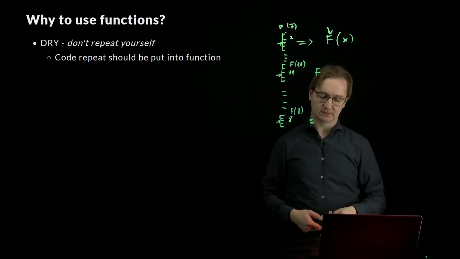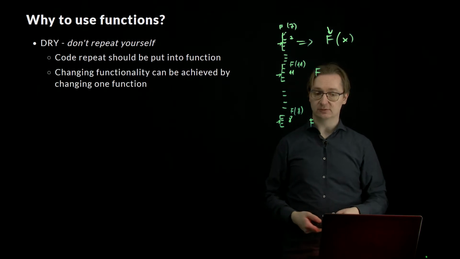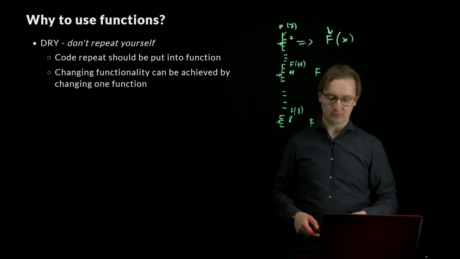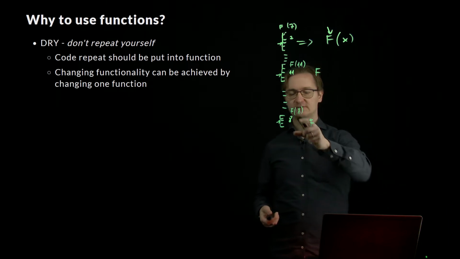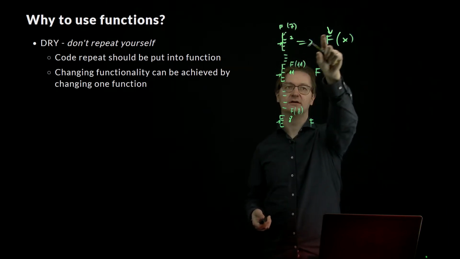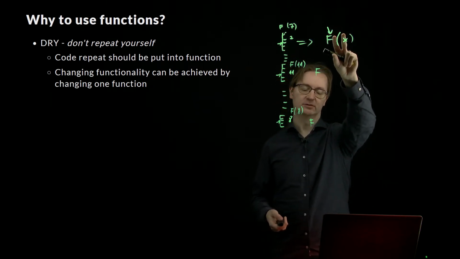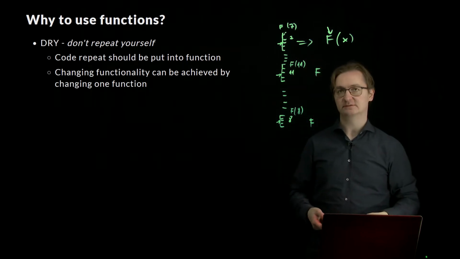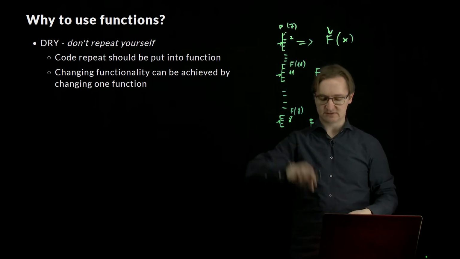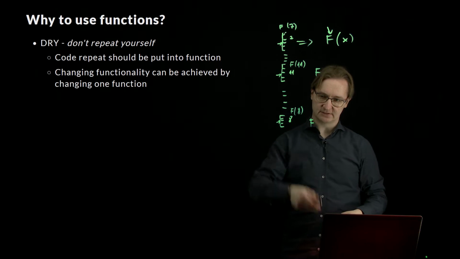So the repeated code should be put into a function. And now, if I want to change the functionality, add something here, I can do it in only one place. So I change the function and it's changed for every place I use this function.